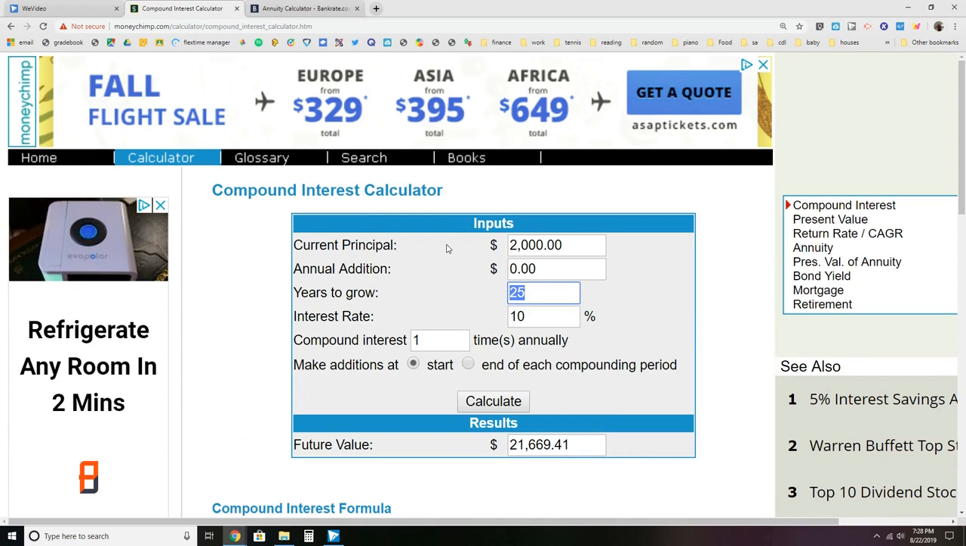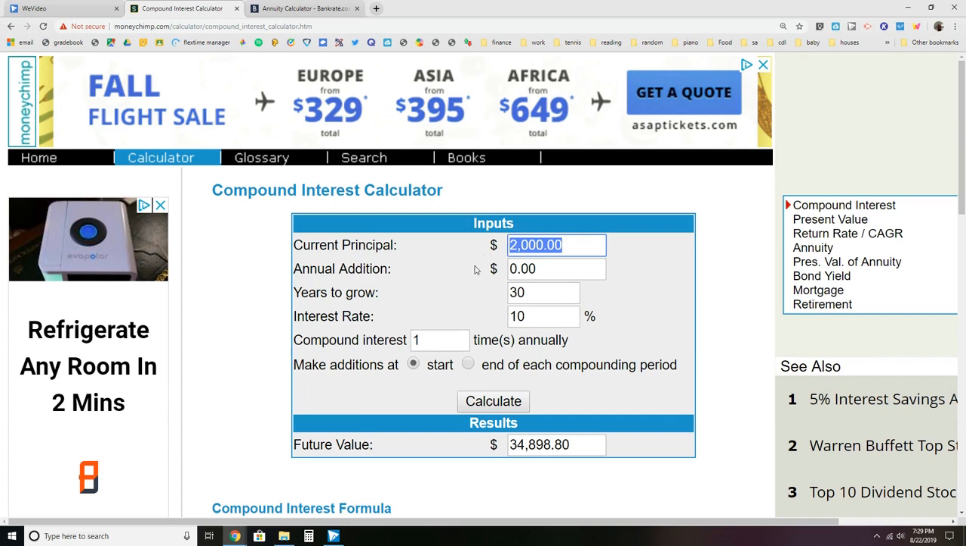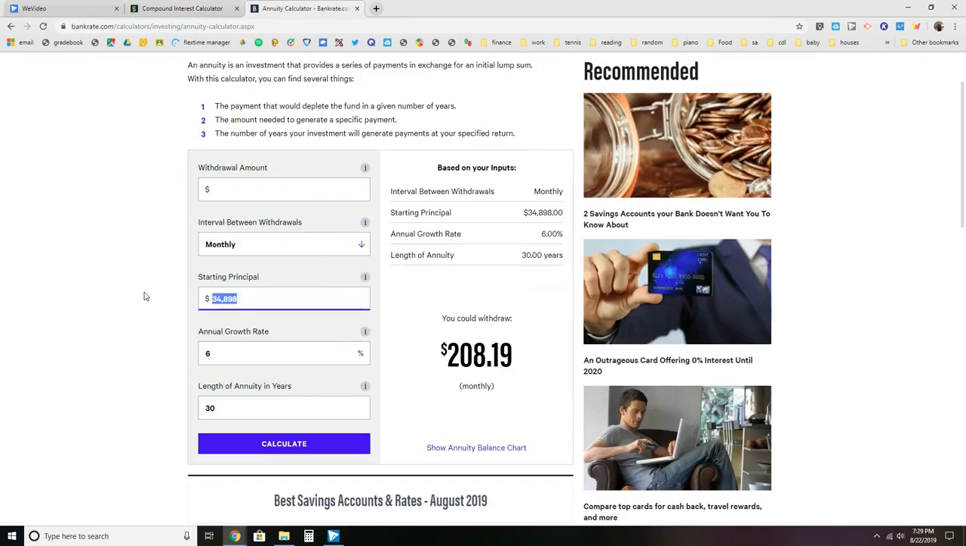30 years, $34,898. $34,898 ends up being $200 a month. So this again, one time, $2,000. Let's do 35 years. Let's say you're starting out and you're going to let it sit there for a long period of time. We're at $56,000. And that is $334 a month.